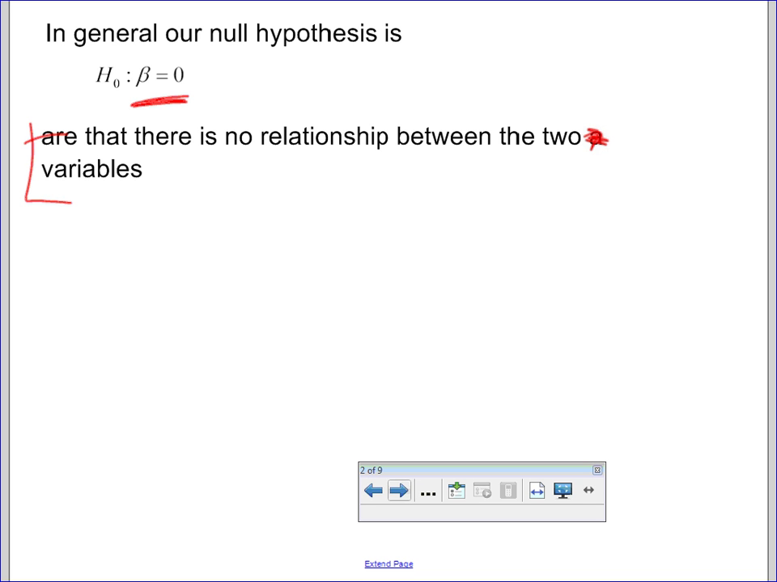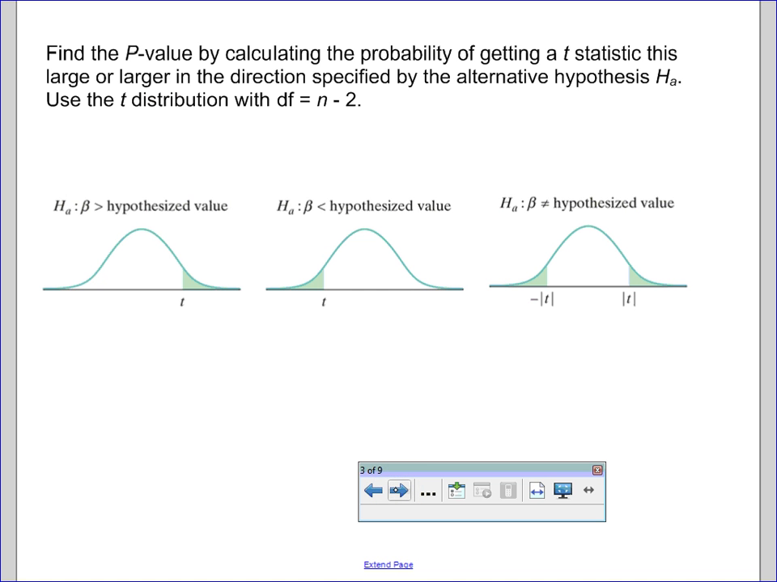That there is no relationship between the two variables. So what is our alternative hypothesis going to be? Well, our alternative hypothesis is going to be that either there is a positive slope, there is a negative slope, or that the slope is not 0.